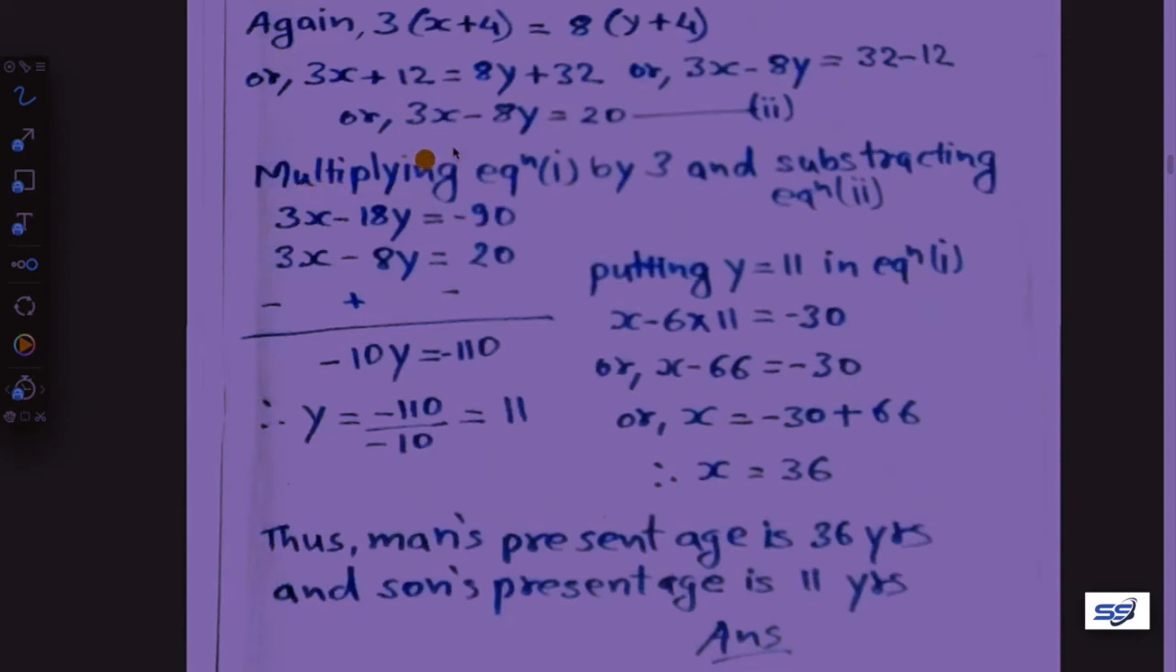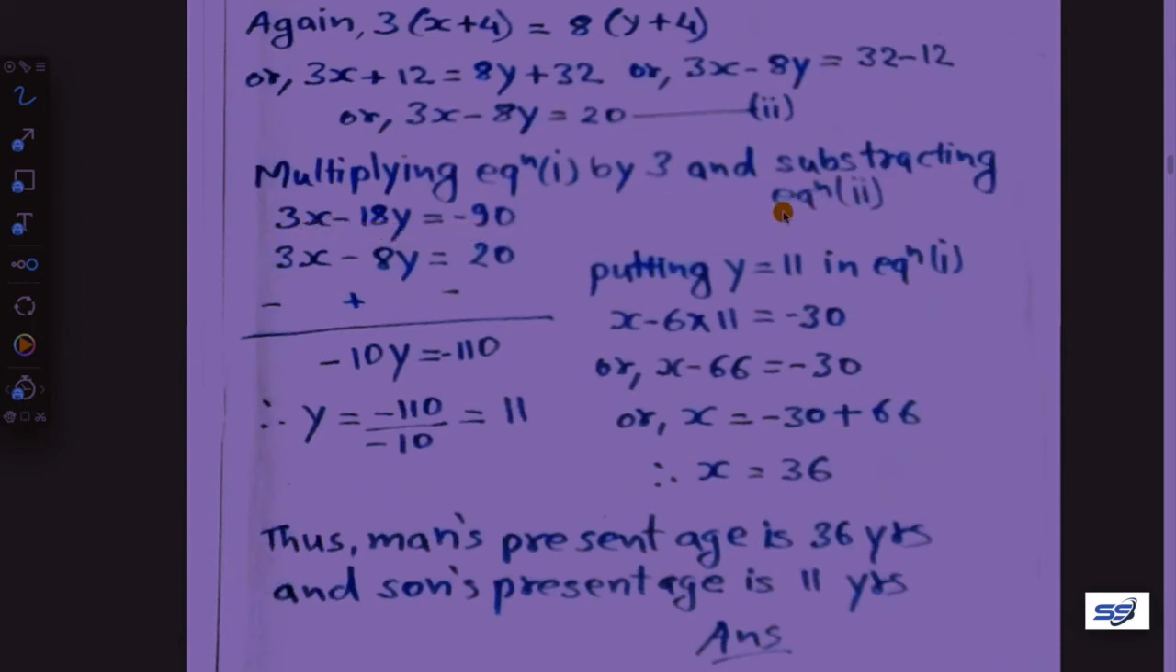Here, to solve the first and second equations, there is something unequal. So, with a simple calculation, we shall find the value. To calculate, equation number 1 shall be multiplied by 3. Then it becomes 3x minus 18y equal minus 19.